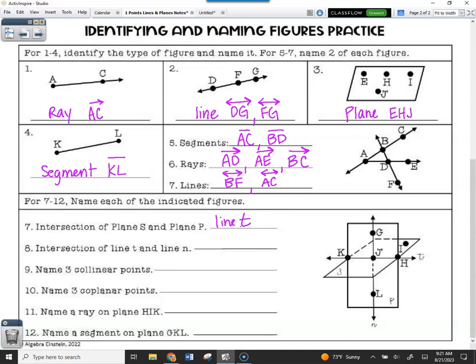The intersection of line T and line N. Here's line N. Here's line T. Where do they intersect at? Follow them with your eyes. Point J, right?